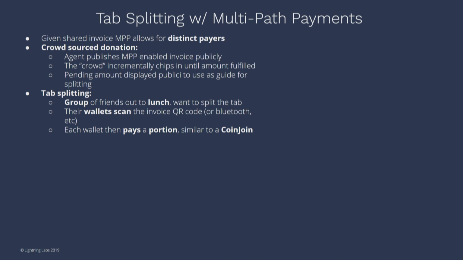So you can actually say, okay, the three of us made a single payment, and it was all off chain, and everything was fine. In this case, you can also have the wallets scan the QR code of the invoice off chain, or use Bluetooth or whatever else.